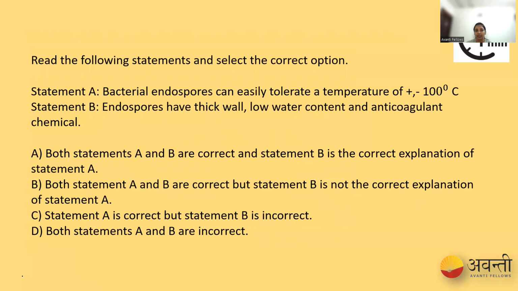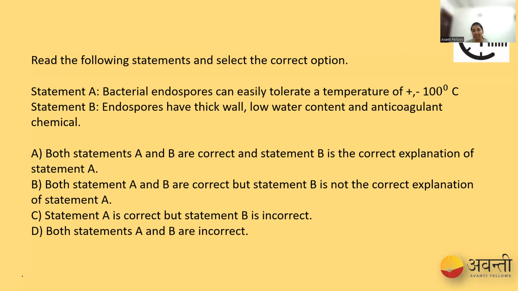Now moving to question number 3, which says read the following statements and select the correct option. Statement A, the bacterial endospore can easily tolerate a temperature of plus minus 100 degrees Celsius. Statement B says the endospores have thick wall, low water content and anticoagulant chemicals. Option A says both statement A and B are correct and statement B is the correct explanation of statement A. Option B says both statement A and B are correct, but statement B is not the correct explanation of statement A. Option C says statement A is correct, but statement B is incorrect. And option D says both statement A and B are incorrect.